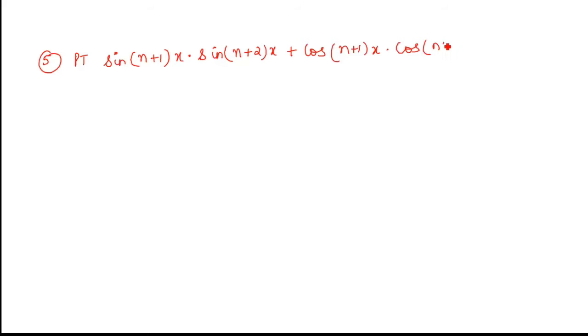So question number 5. Prove that sine of (n plus 1) into x into sine of (n plus 2) into x plus cos of (n plus 1) into x into cos of (n plus 2) into x. We have to prove this is equal to cos x.